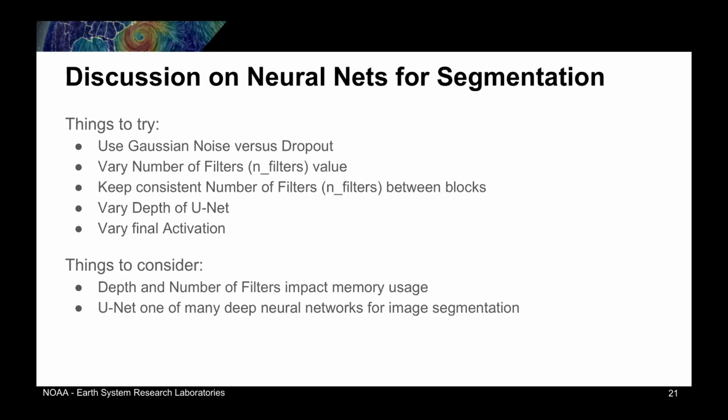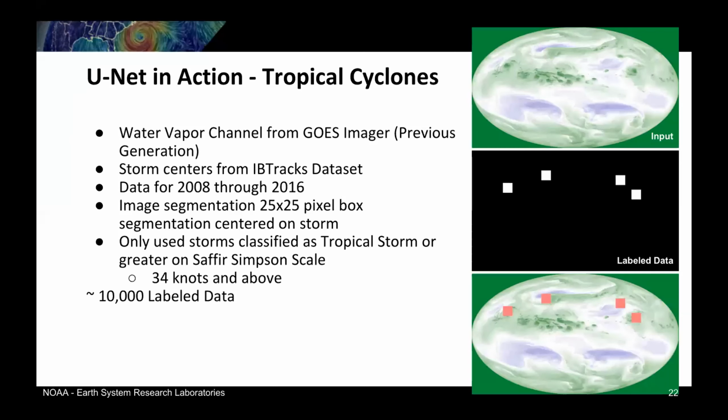The other thing, as I mentioned before when talking about UNets, is that this is one of many deep neural networks for image segmentation. This is something we found to be very useful for our needs, but you may want to look at some other structures. I believe one David mentioned yesterday was DeepLab version 3. They have a couple different versions there, and it's very useful for image segmentation as well.